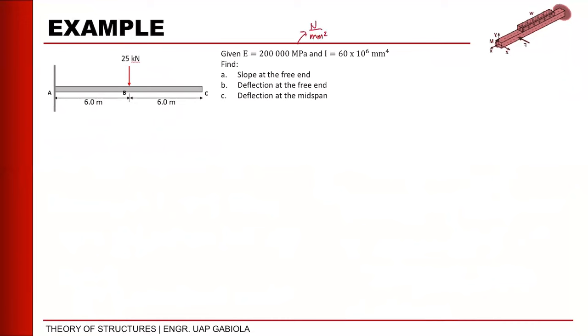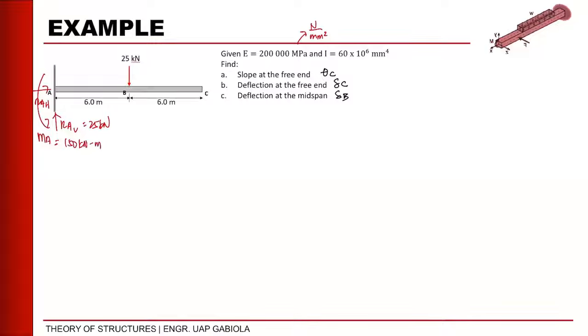Okay? Yung pinapahanap is yung slope at free end. So, ibig sabihin, slope at C. Deflection at free end. So, deflection at C. Tsaka deflection at midspan. So, deflection at P. Right? So, yan. So, the action natin is upward since this is a fix, no? Sorry. So, RAV, RAH, tsaka yung moment natin na MA. Okay? So, yung values niyan, so this will be 25 kilonewton lang and then yung moment natin is 25 times 6, that is 150 kilonewton meter.